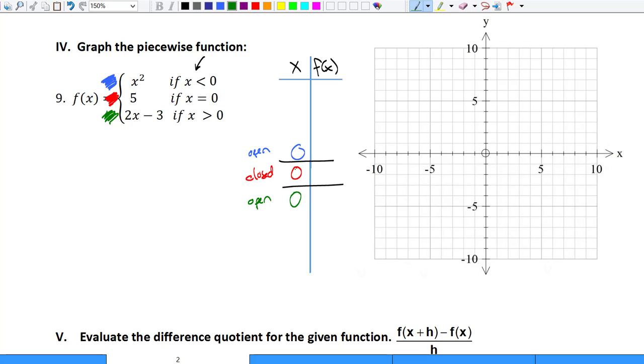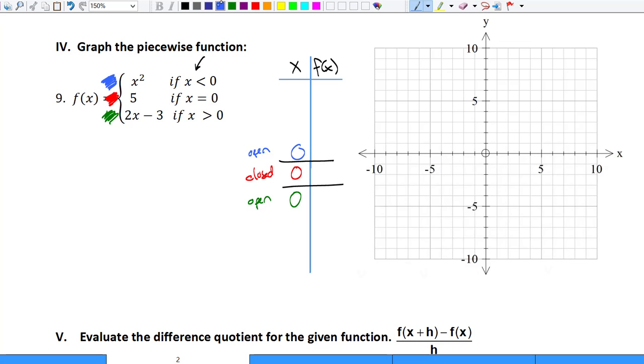But you have to graph both the blue and the green, and if you don't, then you're not actually going all the way to the endpoints. You have to plug in 0 into all the endpoints, even though it's open. You have to graph that part.